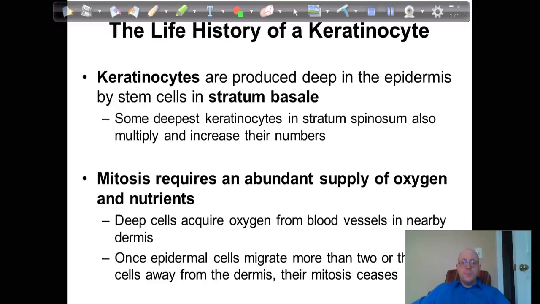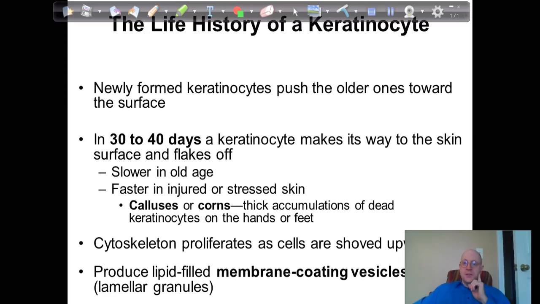Keratinocytes are produced deep in the epidermis by stem cells in stratum basale, and they'll just keep on reproducing, making more of them. Some of the deepest keratinocytes in stratum spinosum also multiply to increase their numbers. Mitosis requires an abundant supply of oxygen and nutrients, which is why most of the reproduction is happening in the basale, closest to the blood vessels. The further away they get, the slower their metabolism becomes, and eventually they're going to die. Newly formed keratinocytes push the older ones towards the surface. In 30 to 40 days, a keratinocyte makes its way to the skin surface and flakes off. So every skin cell has about a 30 to 40 day lifespan.